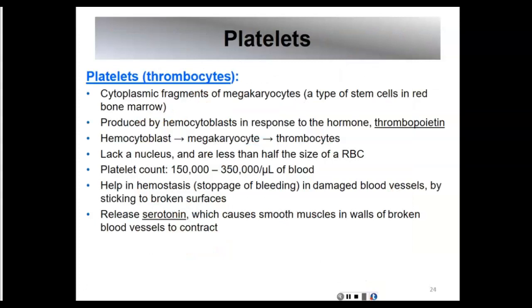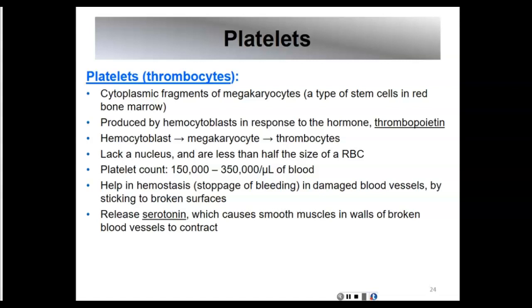Platelets are also called thrombocytes. They're a cytoplasmic fragment of what's called a megakaryocyte. It's a type of stem cell in your red bone marrow. Well, it's produced by hemocytoblasts in response to the hormone thrombopoietin. It lacks a nucleus. It's less than half the size of a red blood cell.